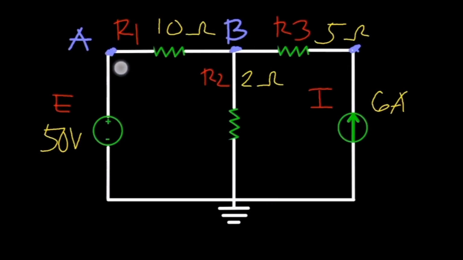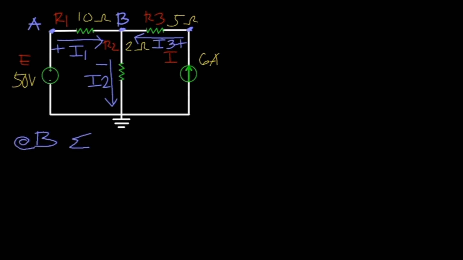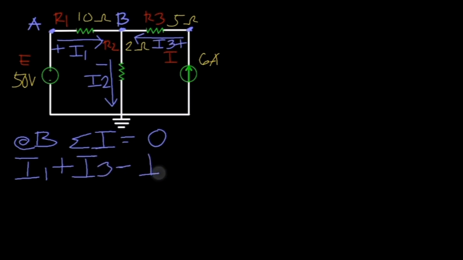Let's assume that the flow of current at R1, denoted as I1, will be entering at point B, which will have a positive sign. The current flowing from R3, denoted as I3, will also be entering point B, since it is consistent with the direction of the independent current source, which will also have a positive sign. Next is the flow of current at R2, denoted as I2, which in this case is leaving point B, and that means it is a negative sign. So we have the summation of current at point B, which is I1 plus I3 minus I2 is equal to 0.